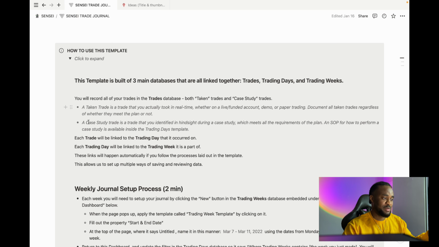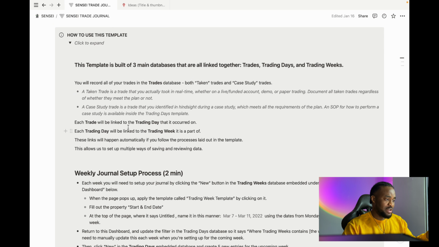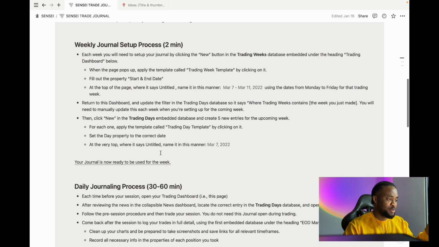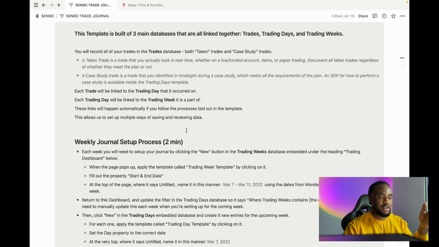This is what I just explained, and it's just that each trade will be linked to the trading day that it occurred on. Each trading day will be linked to the trading week it is part of. So this is just the links between the trades that I journal and how they all automatically arrange themselves within the template, on weekly, daily, and all that stuff.